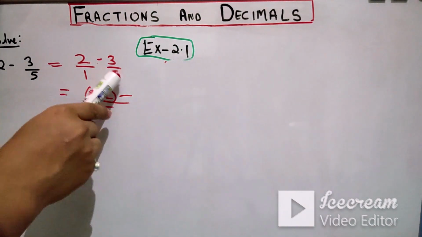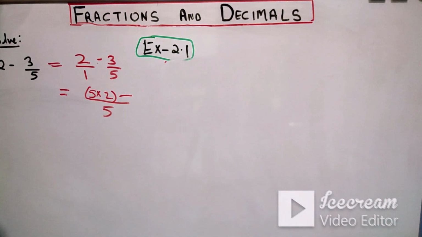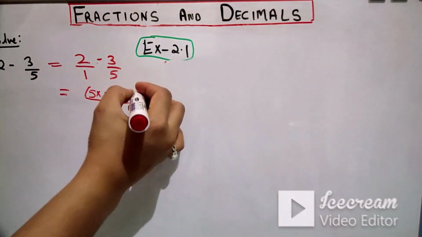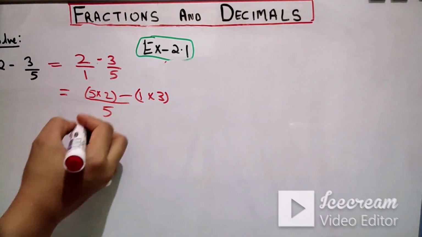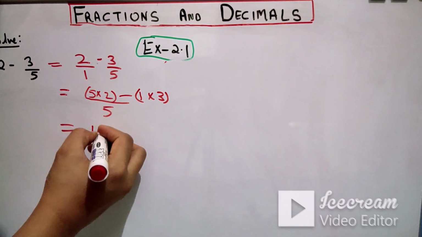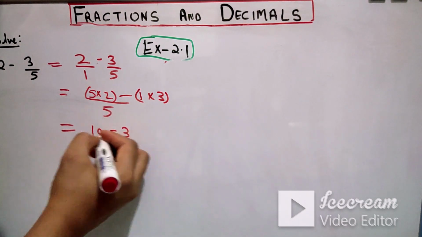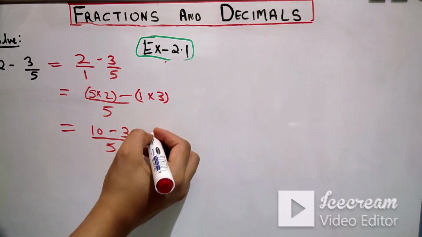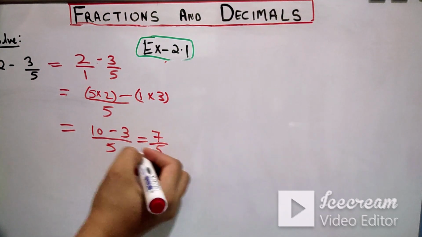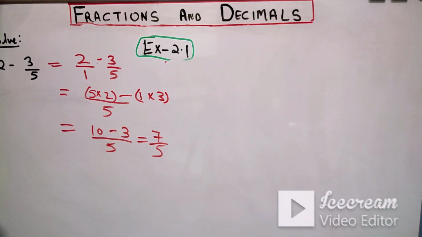Now minus, again 5 divided by 5 gives 1 as the quotient. So this 1 will be multiplied by 3. Now we know that 5 multiplied by 2 is 10 and 1 multiplied by 3 is 3. So we got this as the answer. Now when we subtract these both, we get 7 by 5. So that's the answer. I think it's quite simple.